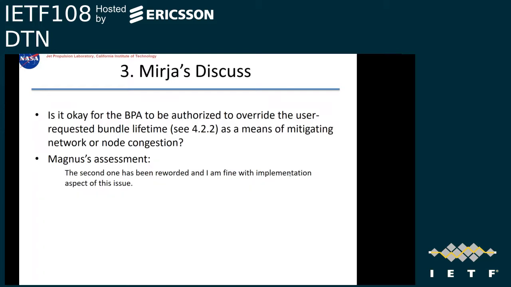So, Ed Birrane, APL. The question I have is, if you remove the bundle for this reason internal to the BPA, is there a new reason code that you would want to define to capture that condition? There actually is a new reason code documented in the list of status report reason codes, called, I think, bundle excised, or bundle surplus, something like that. I can't remember what the text is.